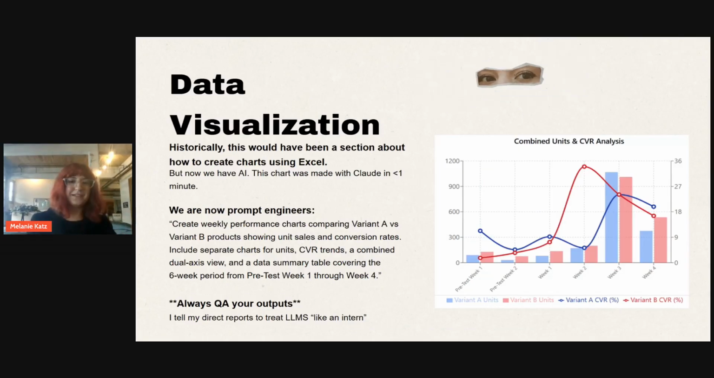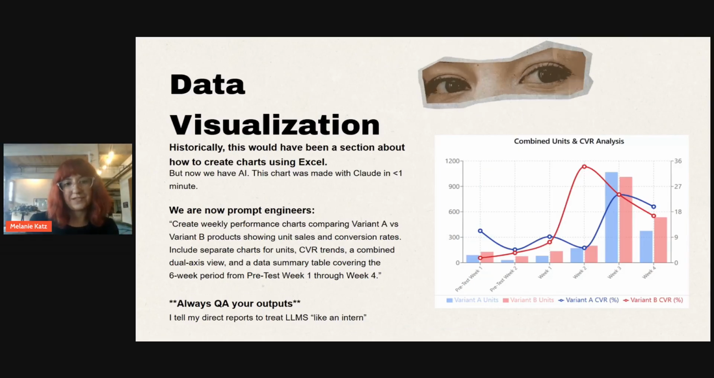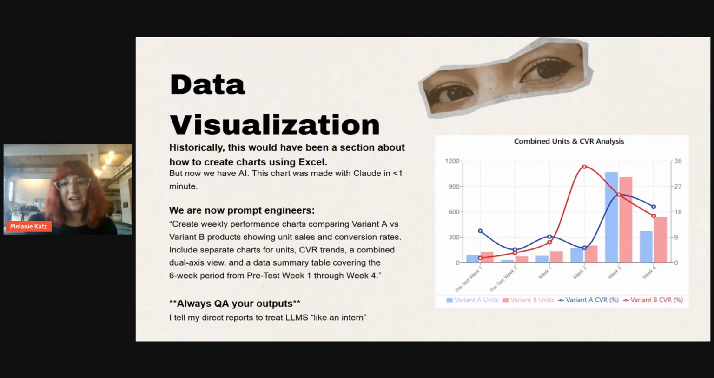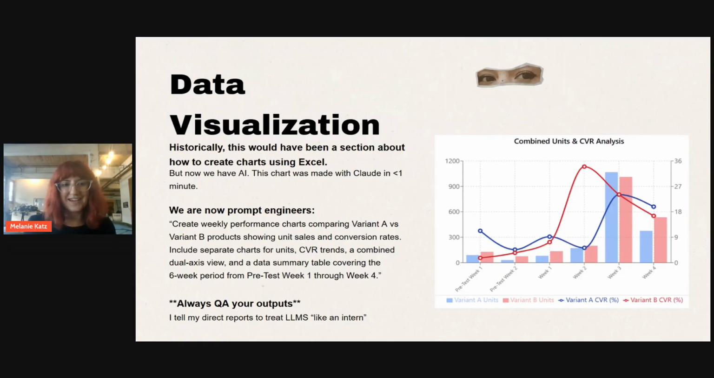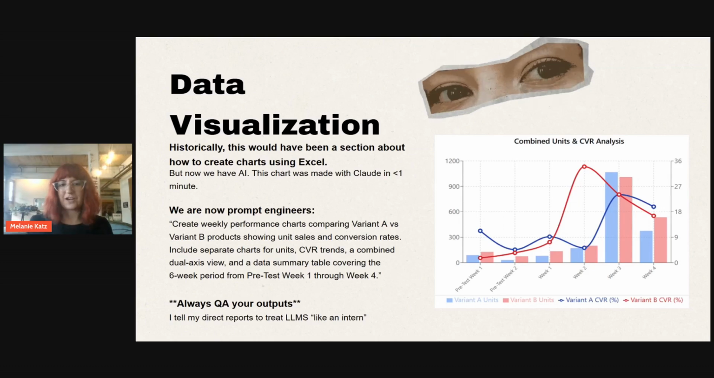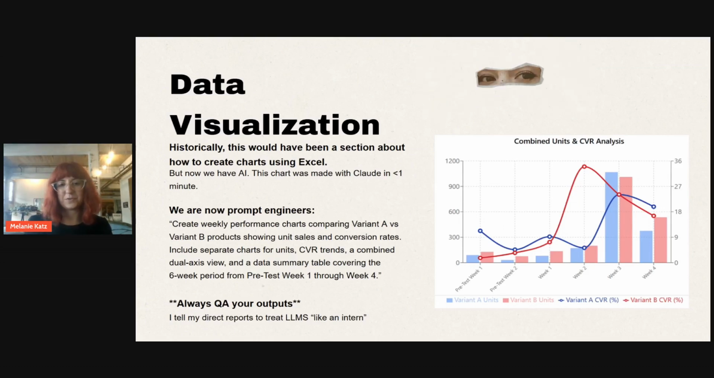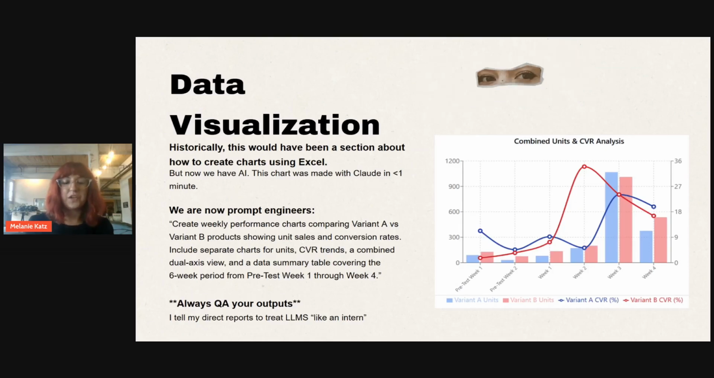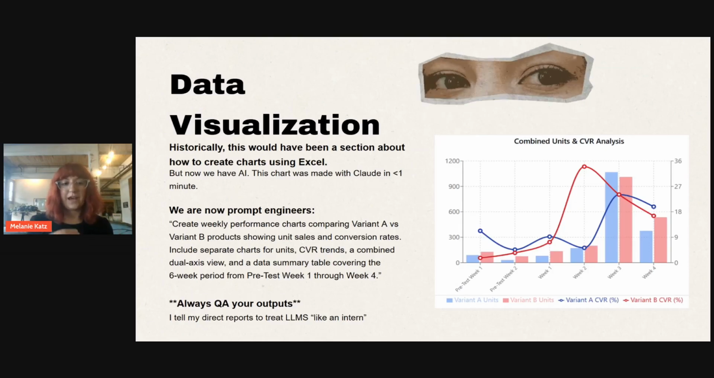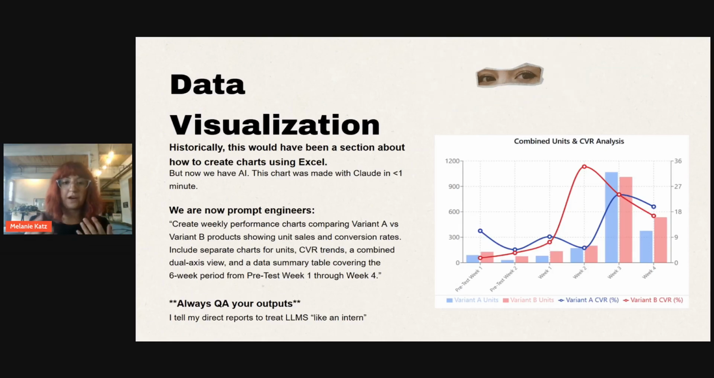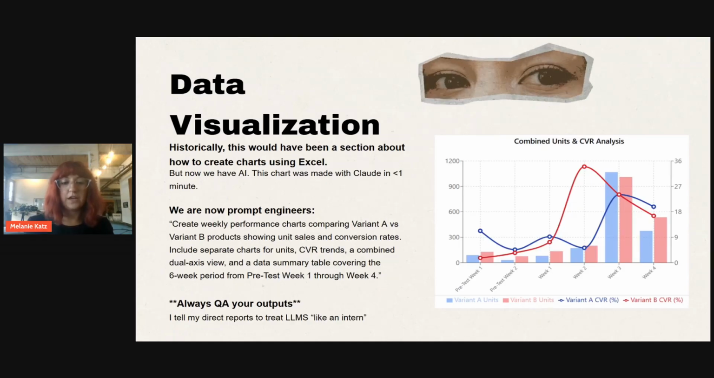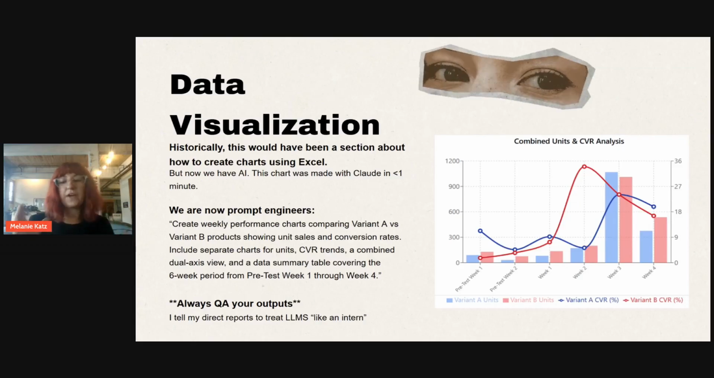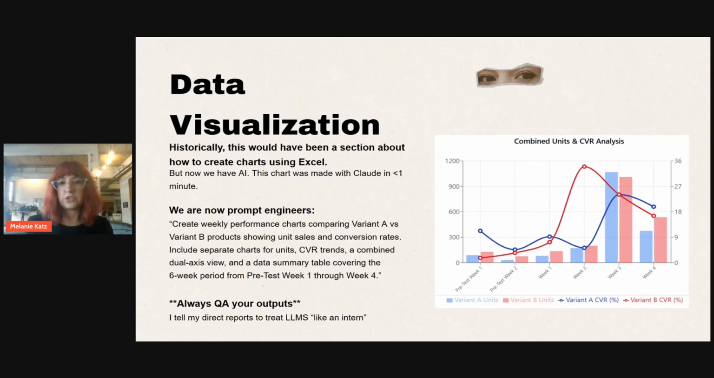In previous years, something like data visualization would have been a section about how to use Excel to create data-focused charts. Instead, we now have AI. So this was a chart created off of the previous example data that was made in under a minute. So I think of this as being a prompt engineer. So I plugged in my inputs. I asked it to create a weekly performance chart comparing the variance and then showing the conversion rates, as well as providing it with the date range that we're using to compare.